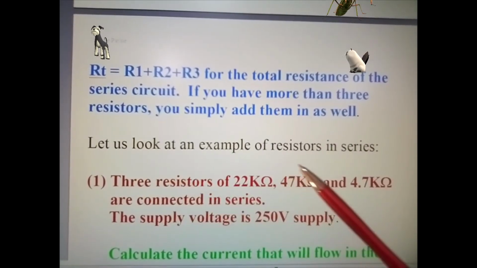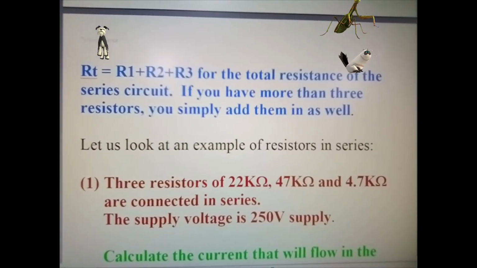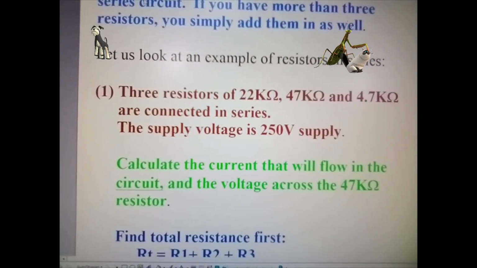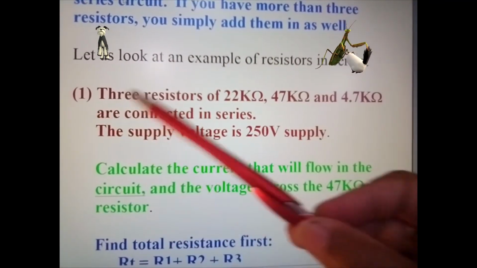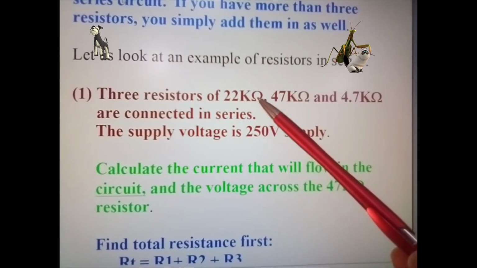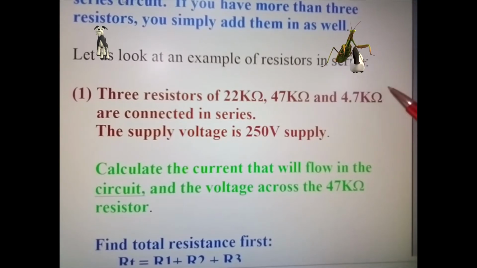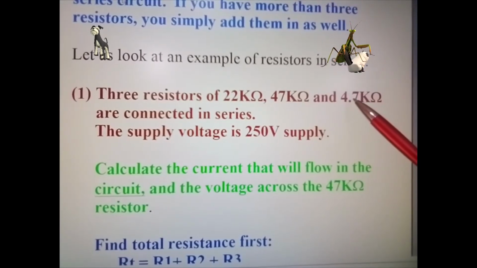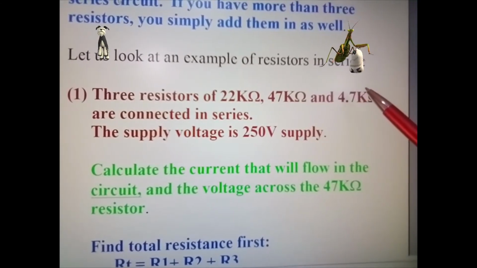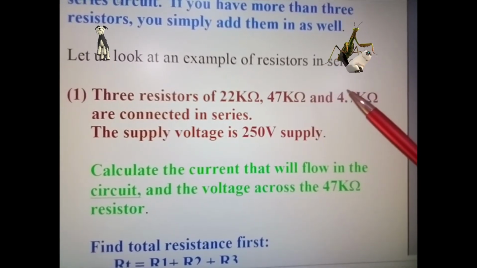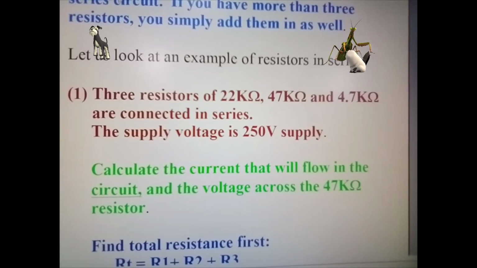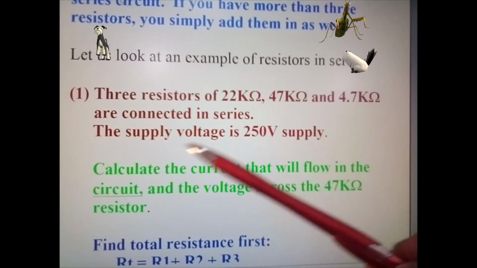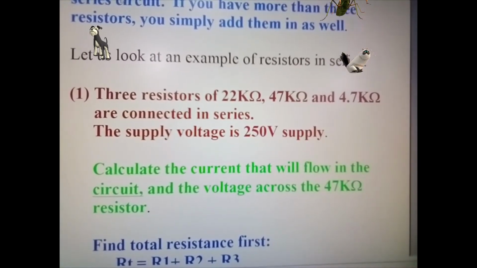Let us look at an example of resistors in series. Three resistors of 22 kilo ohms, 47 kilo ohms, and 4.7 kilo ohms. Now that's 22,000 ohms, that's 47,000 ohms, and that is 4,700 ohms, okay? For those of you who are not familiar with kilo ohms, you need to be very, very familiar with it, because if you're dealing with electrical, you will need it. Connected in series, the supply voltage is a 250 volt supply, okay?